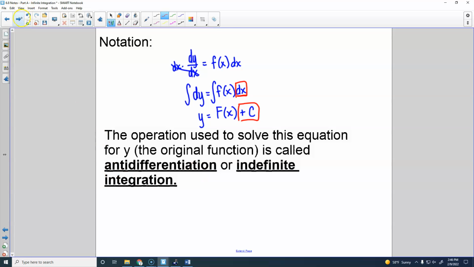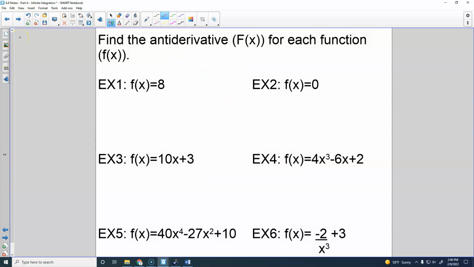Okay, so let's just look at the problems that we're going to see. Find the antiderivative, capital F of x, for each function. So if we're integrating here, what do we get when we integrate just 8? Not 0, that's the derivative. 8x.